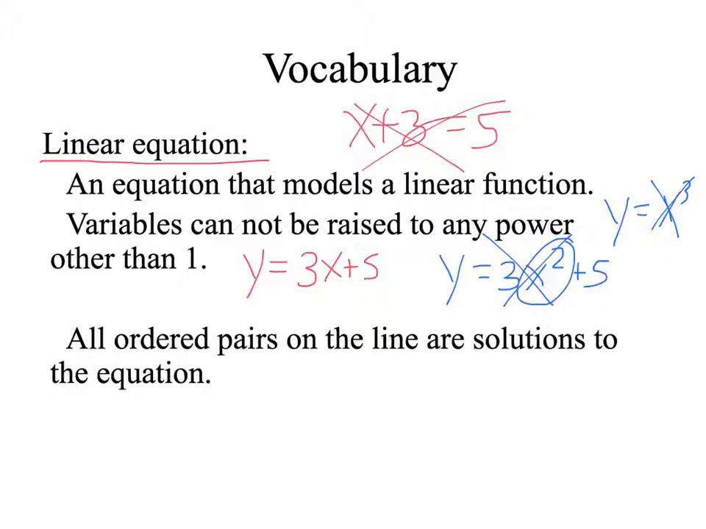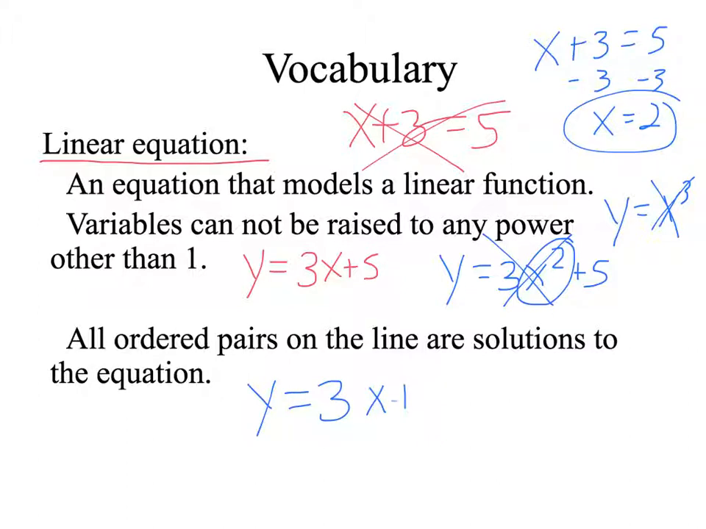Okay, then solutions to this up here, x plus 3 equals 5. Well, you would just solve it. You would subtract 3 from both sides and you get x equals 2. 2 would be the solution. But for something like this, 3x plus 5, you're actually going to graph this line, and any point that falls on that line is a solution to the equation. So there's infinite solutions to linear equations because the lines extend forever in both directions.